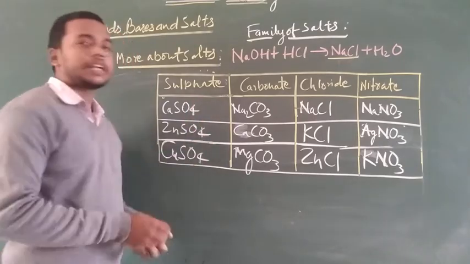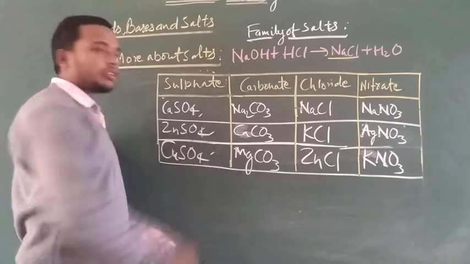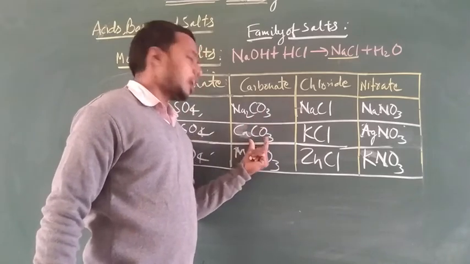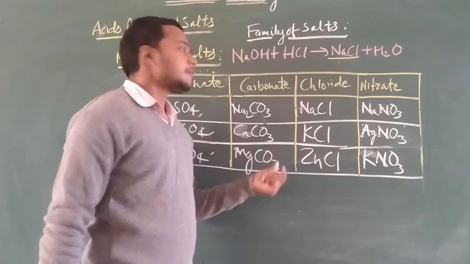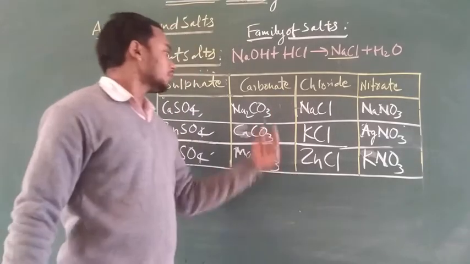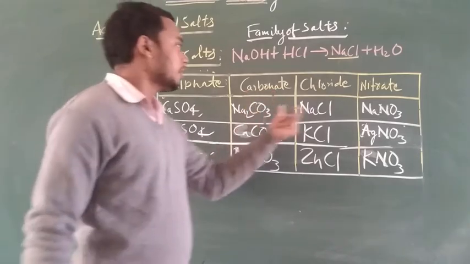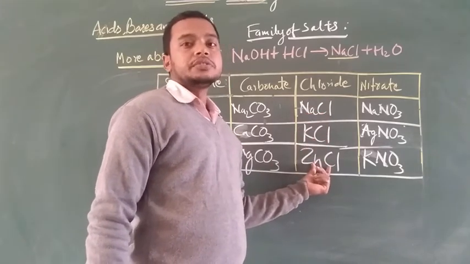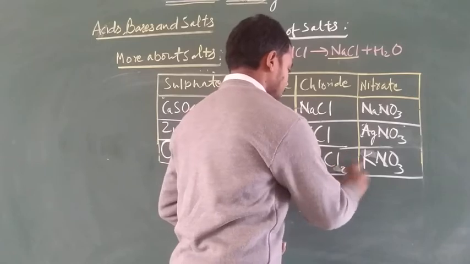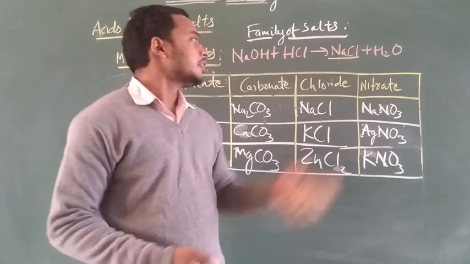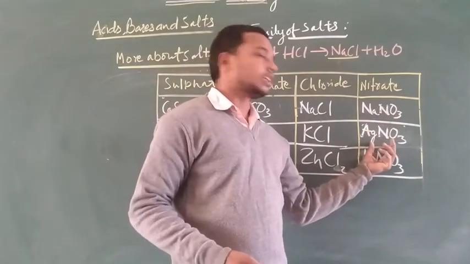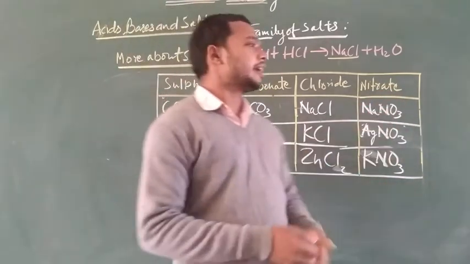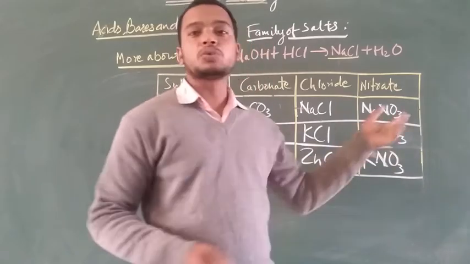In all three of these salts, sulfate is common. In the carbonate family there is sodium carbonate, calcium carbonate and magnesium carbonate. In these three salts, carbonate is common, so we put them in the carbonate family. In the chloride family, chloride is common: sodium chloride, potassium chloride and zinc chloride. The nitrate column contains sodium nitrate, silver nitrate and potassium nitrate. In these three salts, nitrate is common, so we put them into the nitrate family.